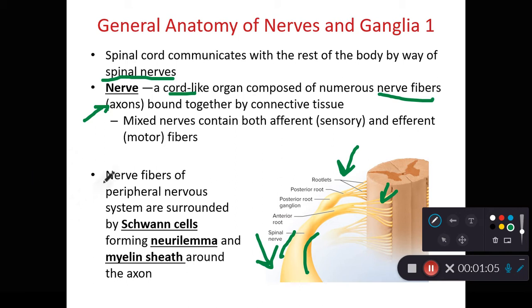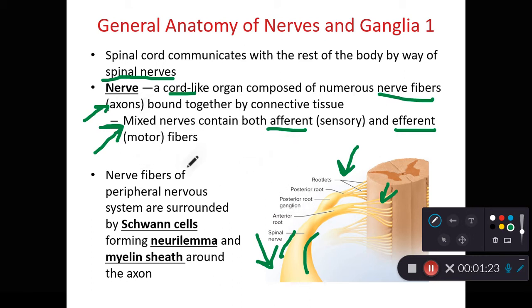Now, some nerves are going to only carry information one direction. Some nerves carry information two different directions. If it's a mixed nerve, it's going to contain afferent, so it's going to go towards the brain and spinal cord, and efferent, away from the brain and spinal cord. So mixed nerves contain both sensory and motor nerve fibers.